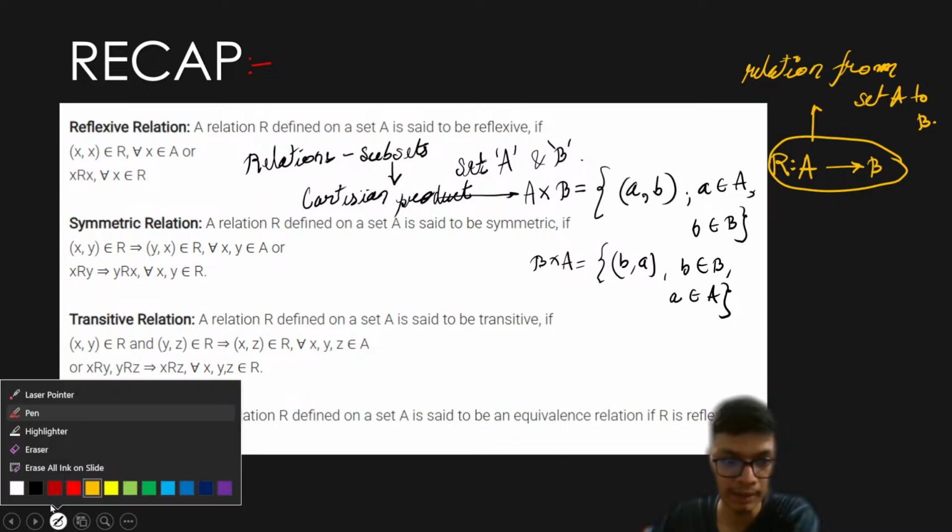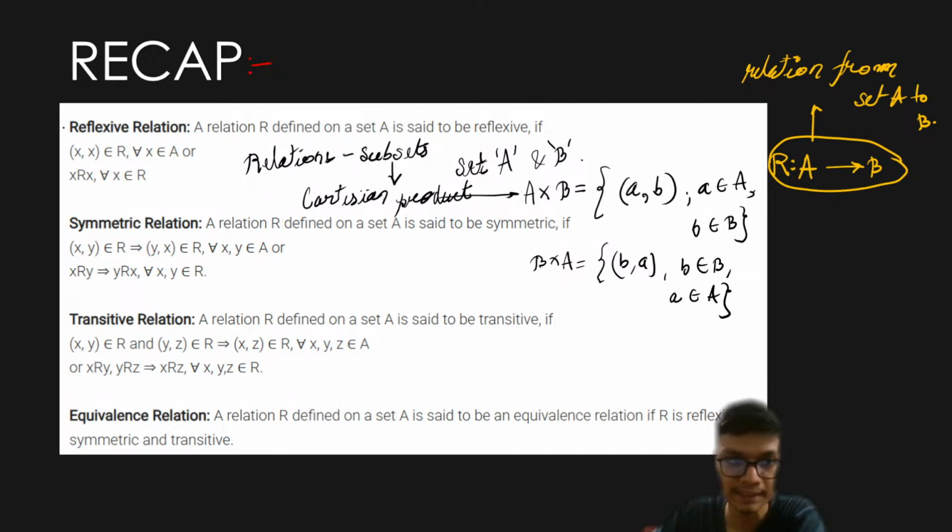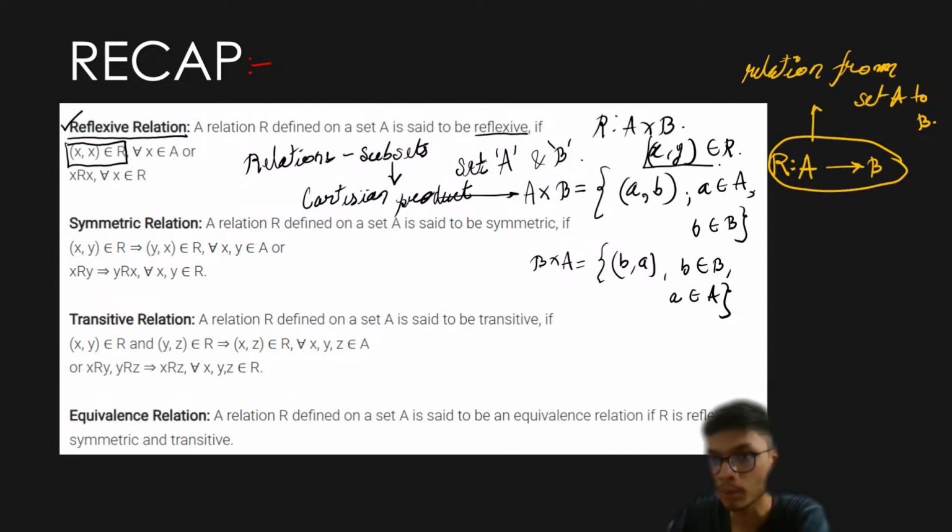On the basis of the type of map, relations are generally classified into three different types. The first of them is called a reflexive relation. A relation defined on set A is said to be reflexive if x comma x belongs to that relation for every element x of A. So for all x belonging to set A, every x is related to itself. Whenever all the elements of set A, the domain set, are related to themselves in the codomain set, that relation is known as a reflexive relation.